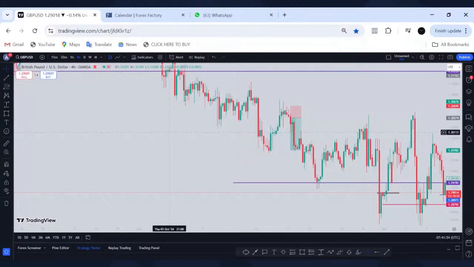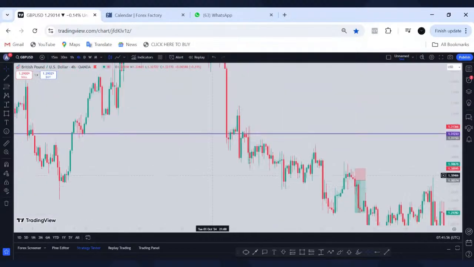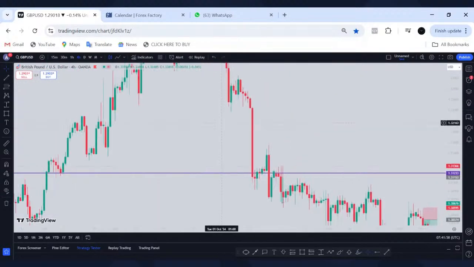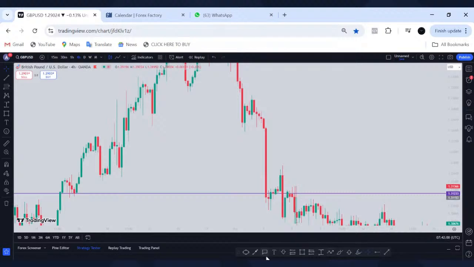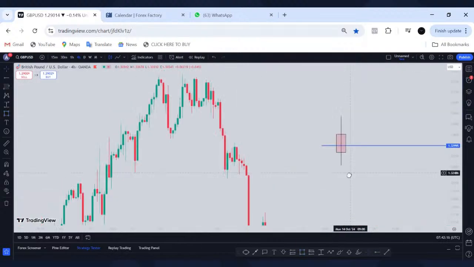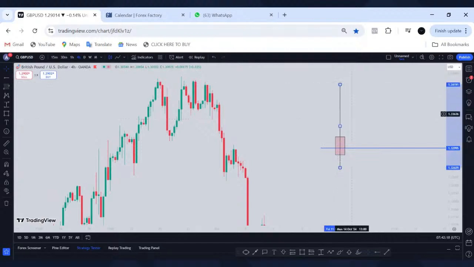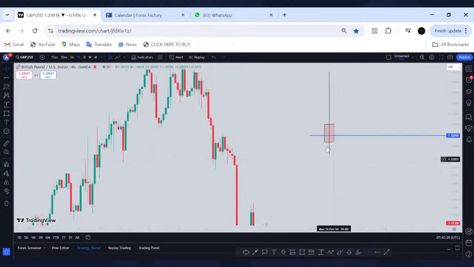Even if price breaks out, one thing I'm expecting is what? I don't want the candle to break very high. If there was a zone over here, I don't want price to maybe break like this and leave a long upper wick. If price is above, I don't want it to leave a long upper wick like this.